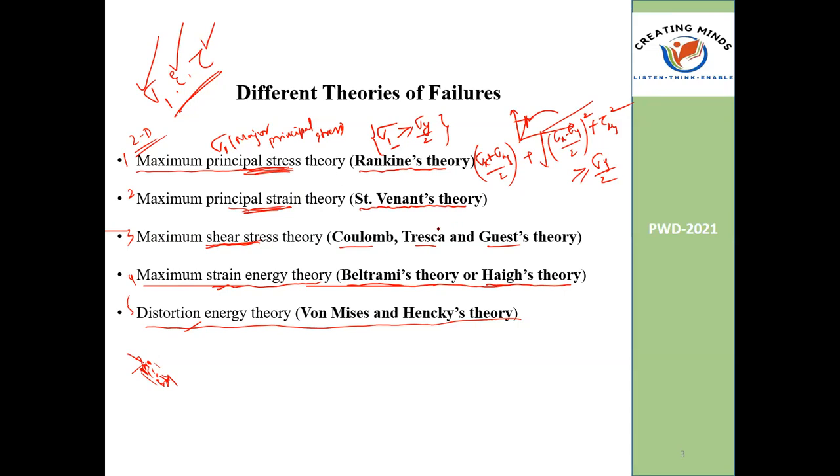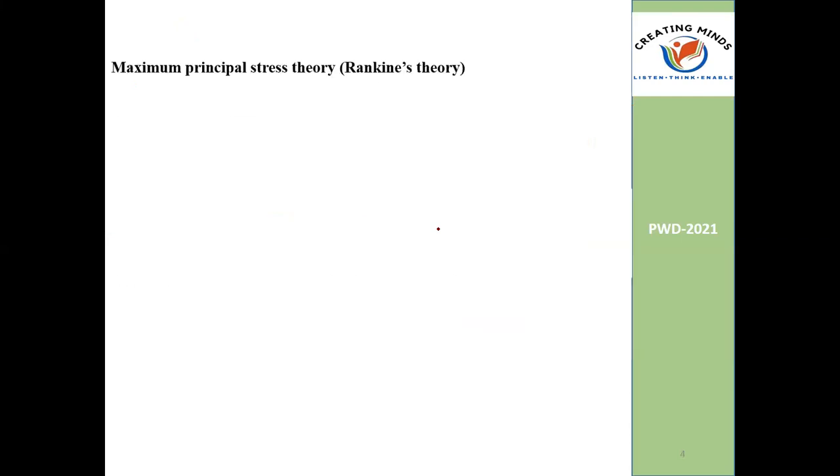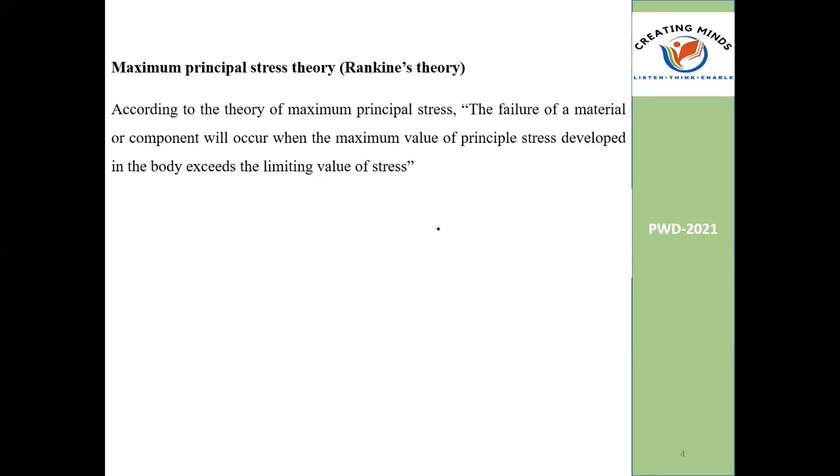So any doubts? No, sir. Okay, let me move on to the thing in detail. Now, maximum principal stress theory or Rankine's theory. What is this? See, I already told that according to this theory, the failure of a material or component will occur when the maximum value of principal stress developed in the body exceeds the limiting value. So I already told you the condition.